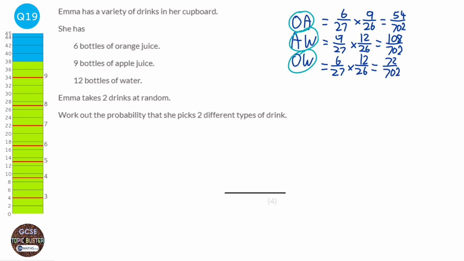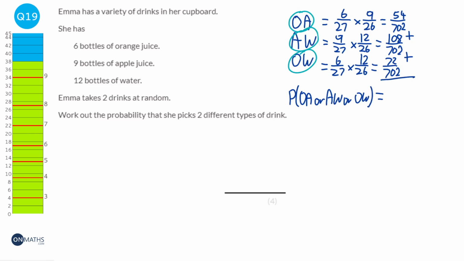72/702. Now we're looking at the probability of this or this or this, and the word or means add. So the probability of OA or AW or OW is these added together. And when you add them together, you get 234/702.